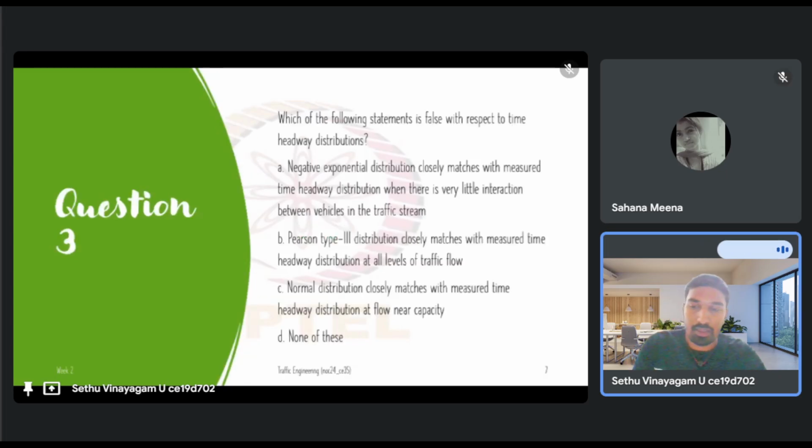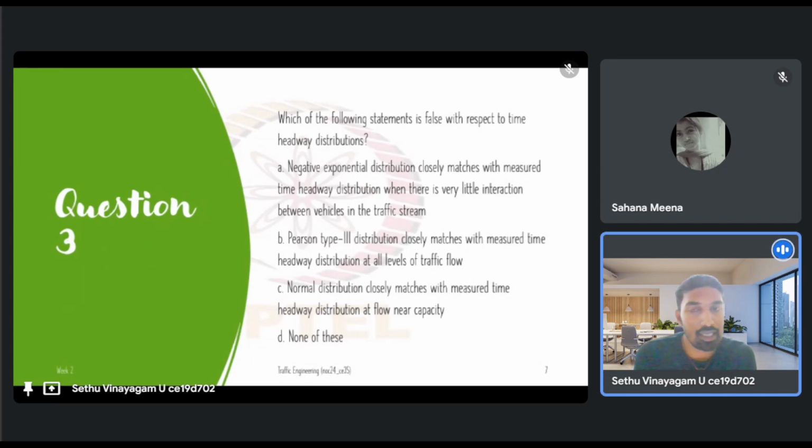So why? Because when you consider all the three distributions that we have discussed, the negative exponential, normal, and Pearson type 3, negative exponential is good for the low flow conditions. Normal distribution is good enough for the near capacity conditions, right? But when you look at the other flow conditions, like negative exponential for the intermediate flow or the high flow, it's not very close to what we see in the field. The normal distribution also, for the low flow and the intermediate flow conditions, won't be matching closely, right? So they do well at their given levels, but for the other levels they don't do that well.